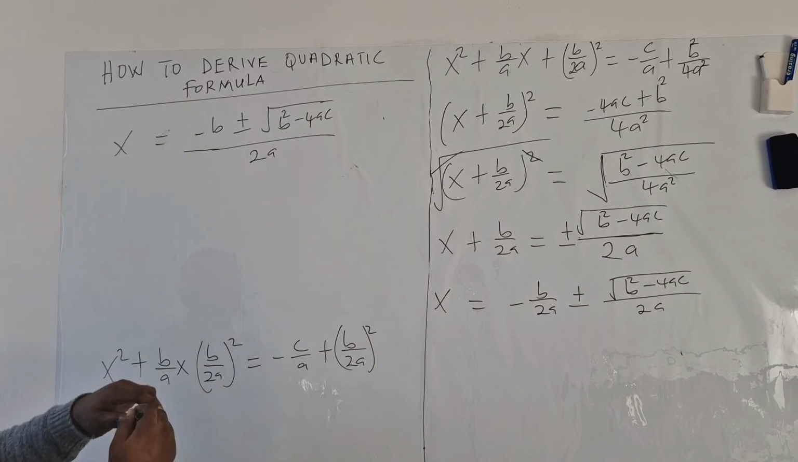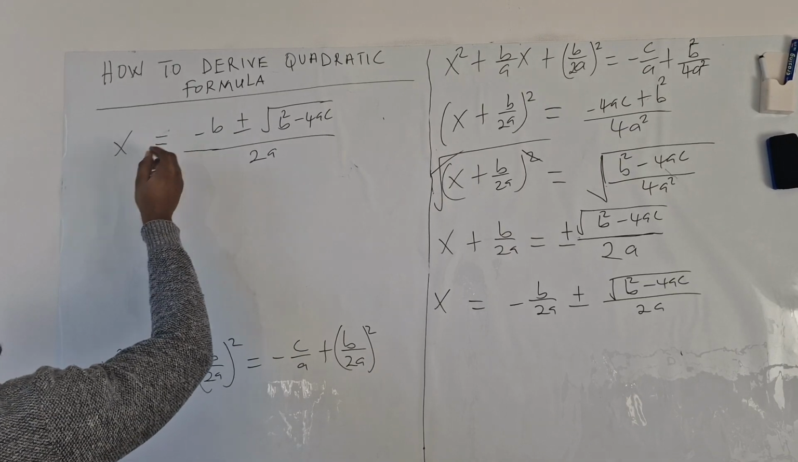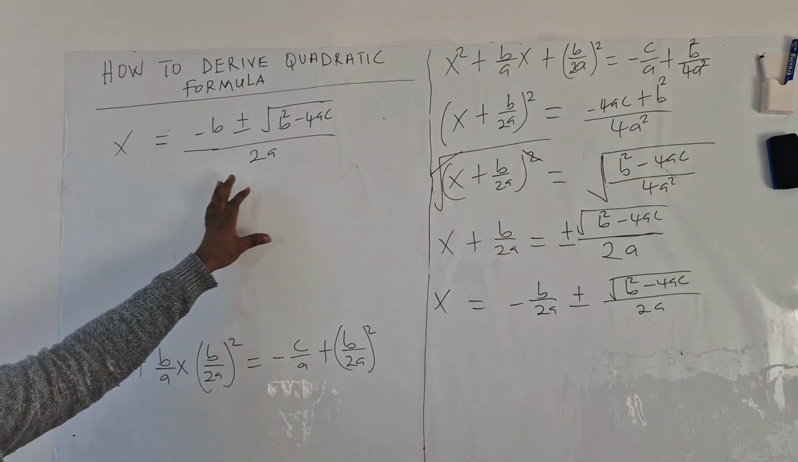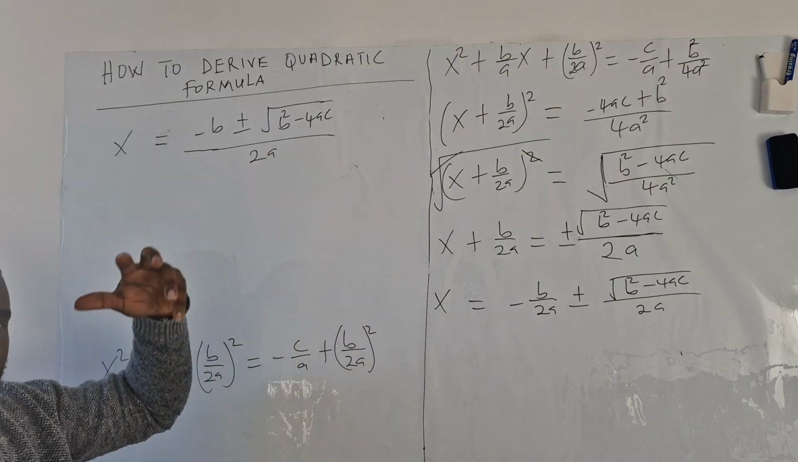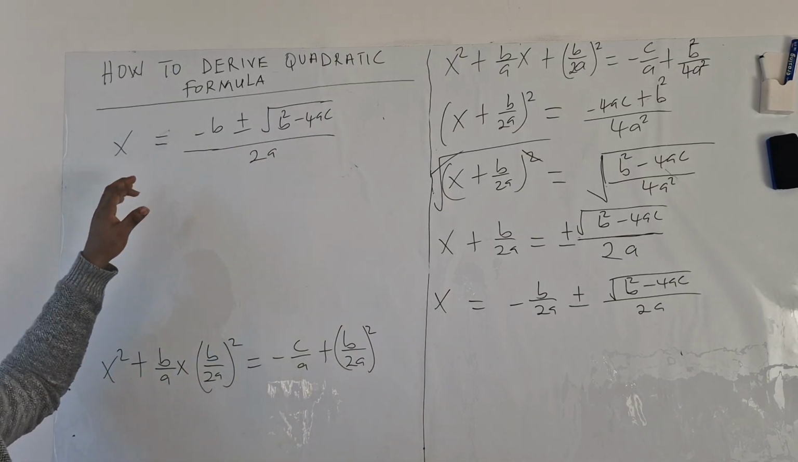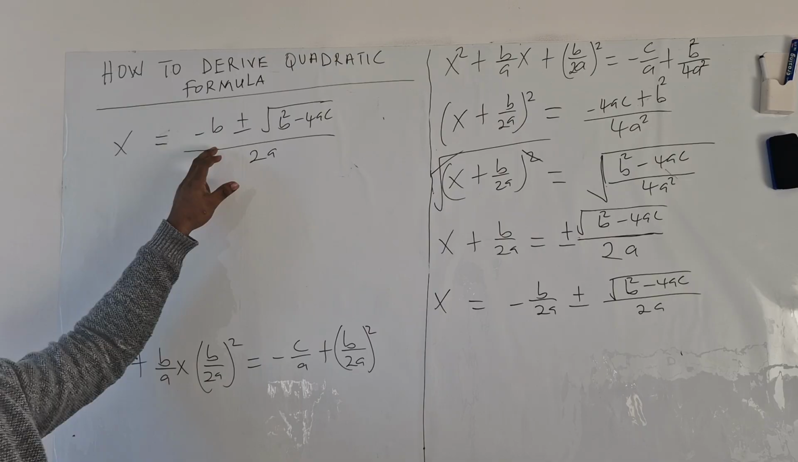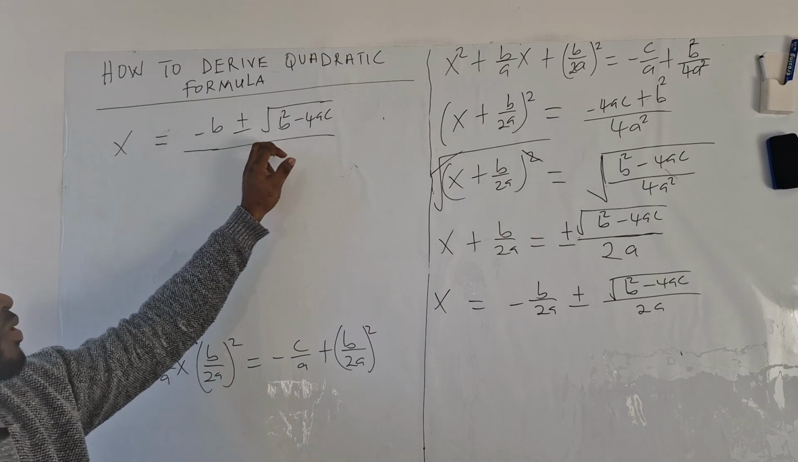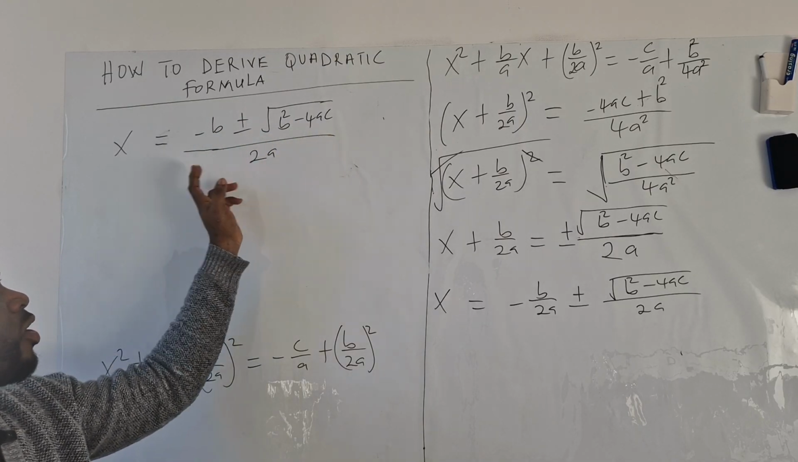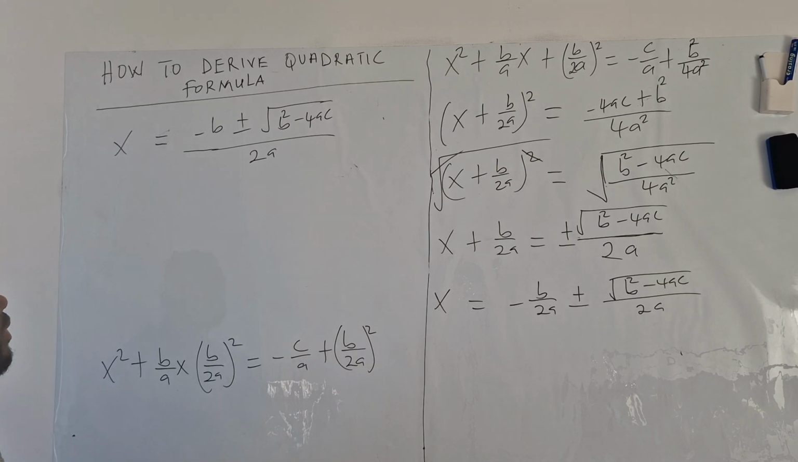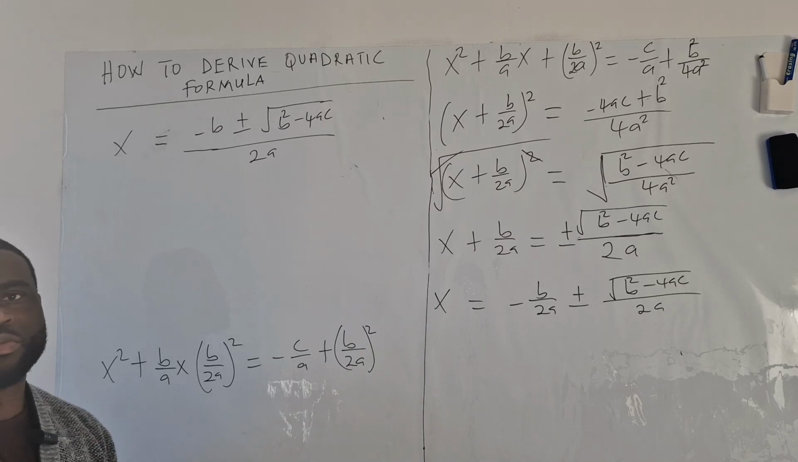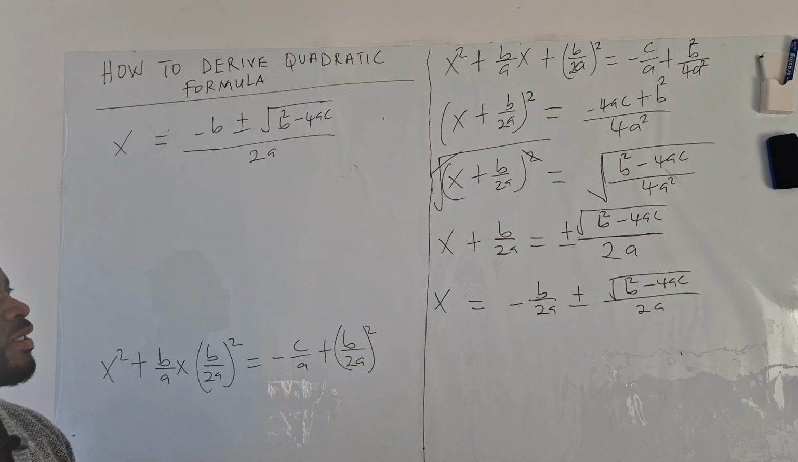So we have been able to solve for x in that general quadratic equation. And this expression for x is our quadratic formula. So the quadratic formula is x equal to minus b plus or minus square root of b squared minus 4ac, all divided by 2a. Good. So that is our quadratic formula. And we have been able to prove the quadratic formula.